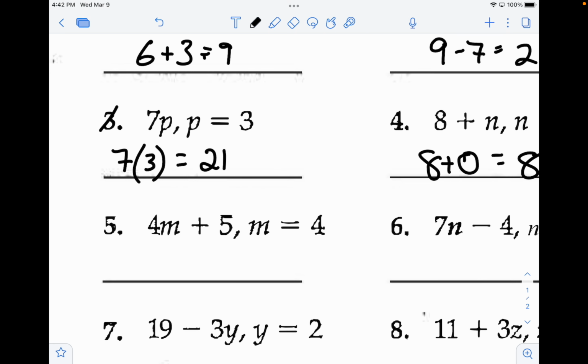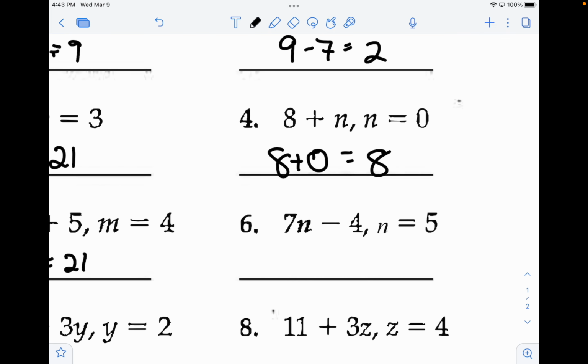Okay, we're adding a constant now. 4m plus 5, where m is 4. Again, because we're multiplying side by side there, we would put that value in brackets and write the rest of our expression. So I have 4 times 4 plus 5. 4 times 4 is 16, plus 5 is 21.